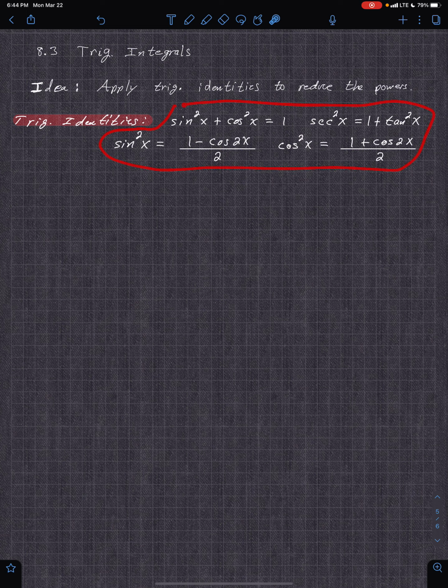So these are the main identities we're going to be using, specifically these, solving for the powers of sine, cosine, secant, and tangent. This is considered a power reduction, like the power reduction formula we will use. So first we'll look at this example. Let's evaluate the integral of sine to the fourth x dx.